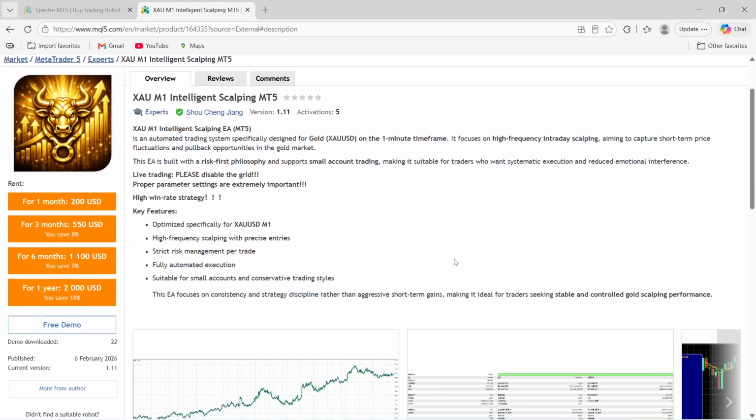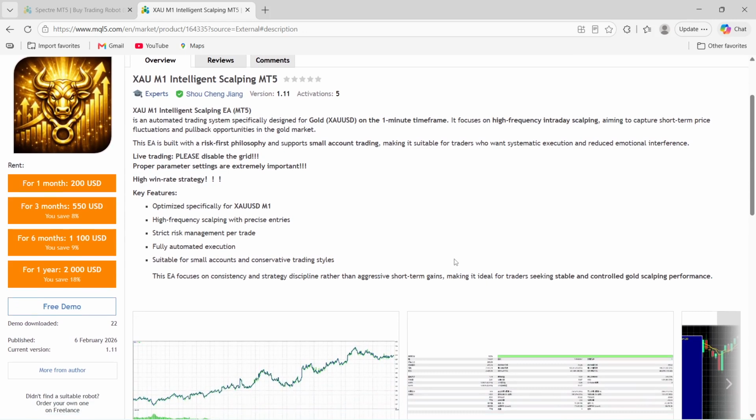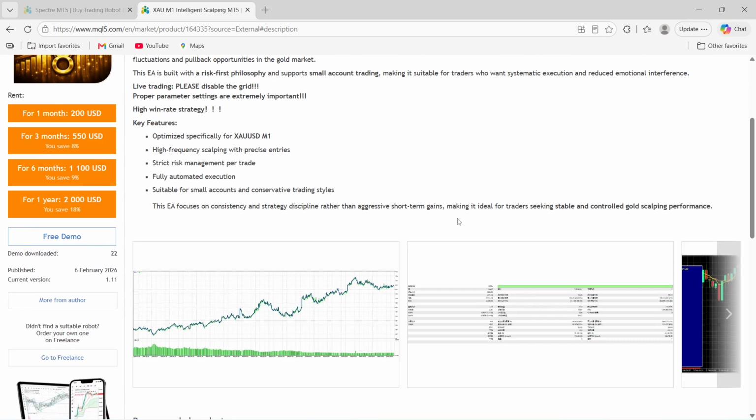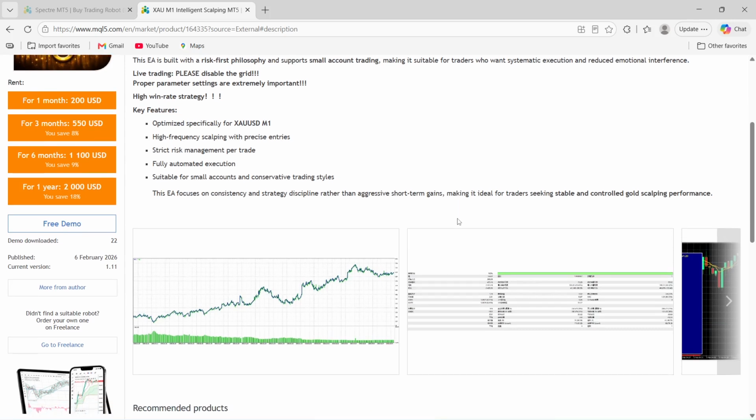It's designed with a risk-first philosophy and supports small account trading. The developer stresses the importance of proper parameter settings and disabling grid mode for live trading. So it aims for consistency and discipline rather than massive short-term gains, making it suitable for systematic gold scalping.